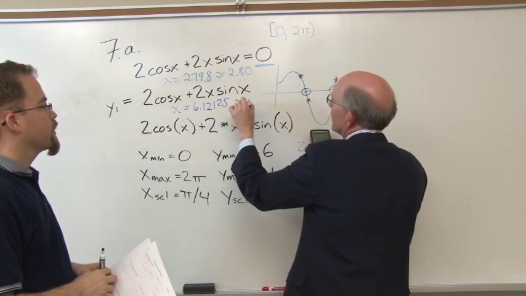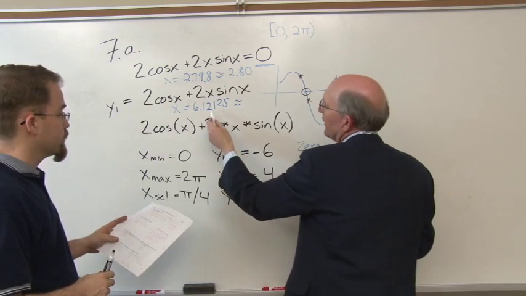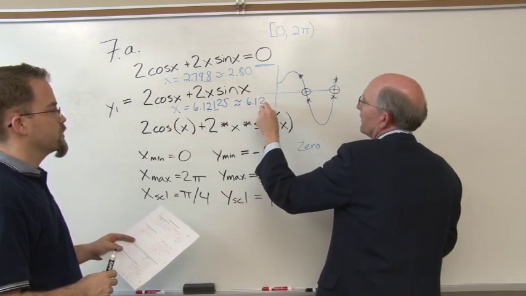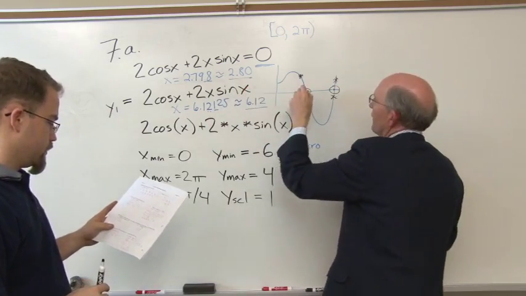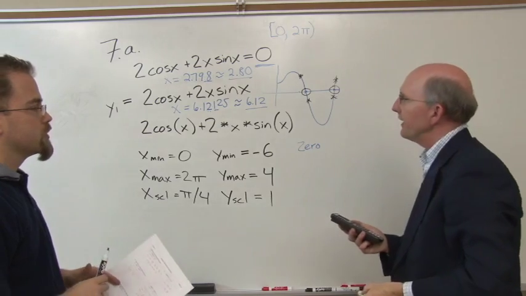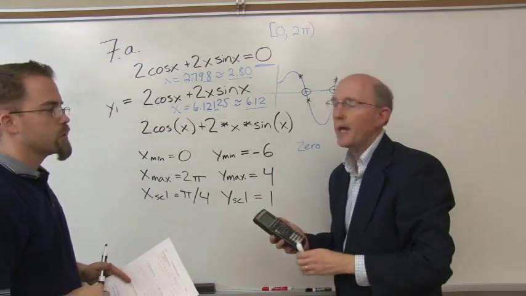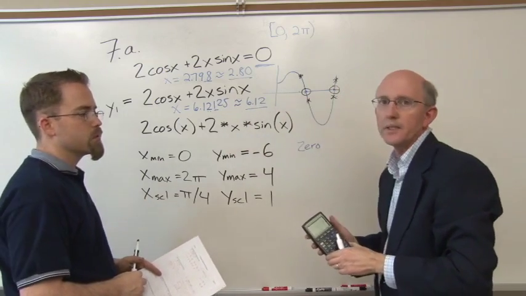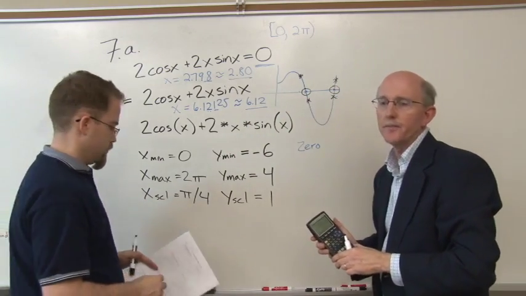6.12125. Of course, they want us to round to 2 decimal places. Since this is a 1, we'll stay at 6.12. So we have 2 perfectly good solutions here. And the good news, probably you appreciate it, we didn't have to do any algebra work. We let the calculator do the work for us in finding those solutions.